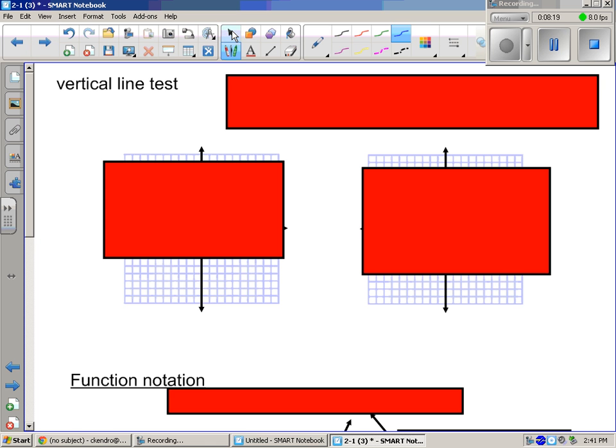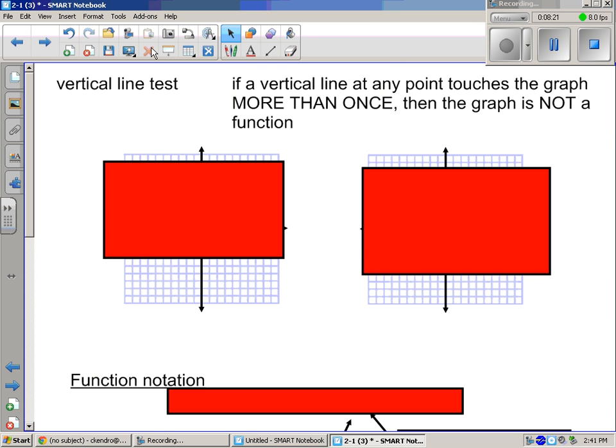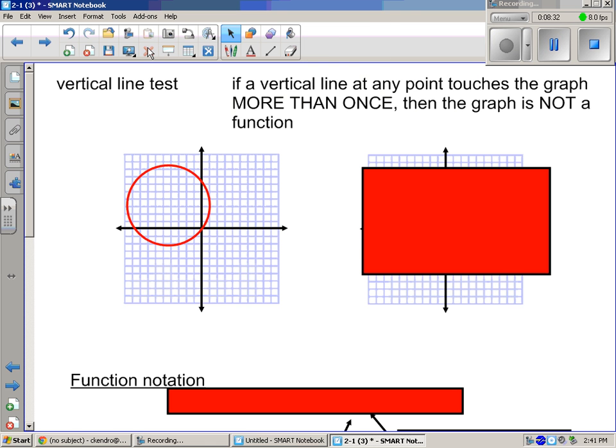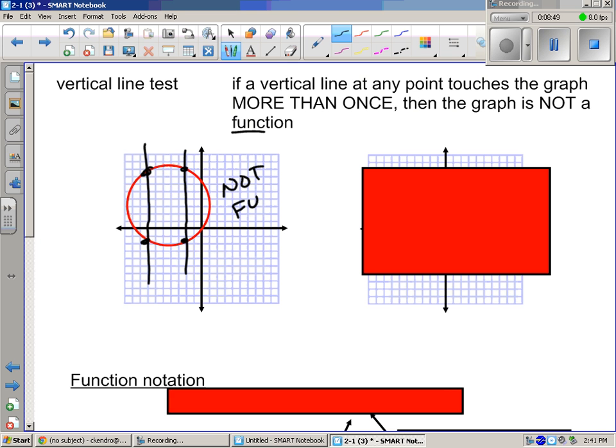All right, so we talked about vertical line tests earlier. Now we're going to show you what that really is going to look like. So it says if a vertical line at any point touches the graph more than once, then it is not a function. All right, not a function. So I'm going to do a vertical line. That's up and down. See, it hits it here and here. Do another one straight up and down. It's going to hit it here and here. So there are lots of places where it hits. So this is not a function.